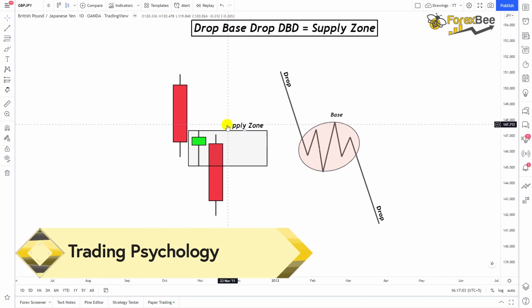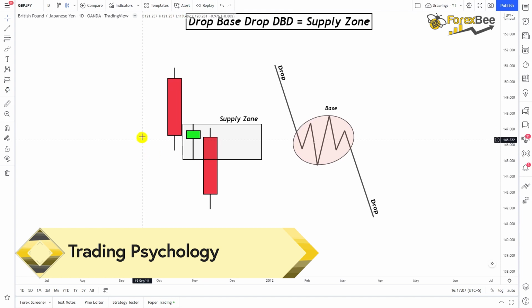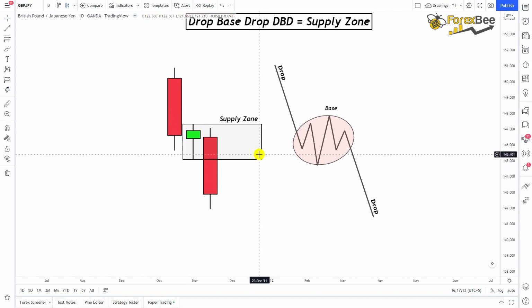Now the trading psychology behind the supply zone is that after the formation of the supply zone, the market will come back to this zone in order to pick the pending orders which are placed by the institutional traders. Once the market picks those orders, then the market moves impulsively in the bearish direction. So this is a good chance to take a short position and put your pending sell orders.